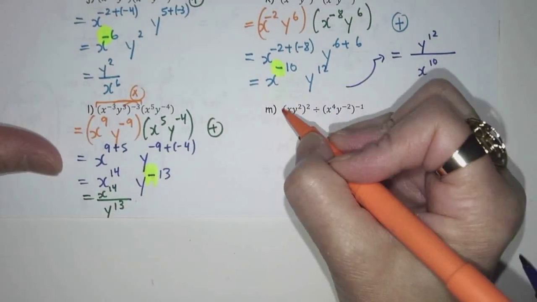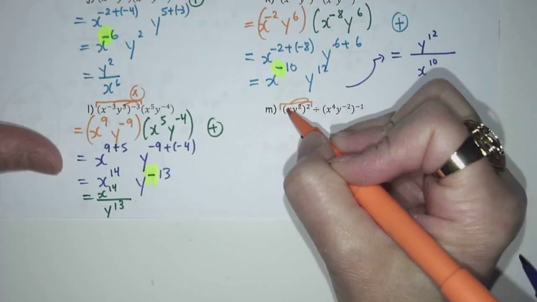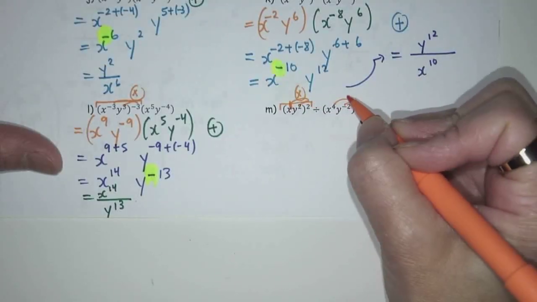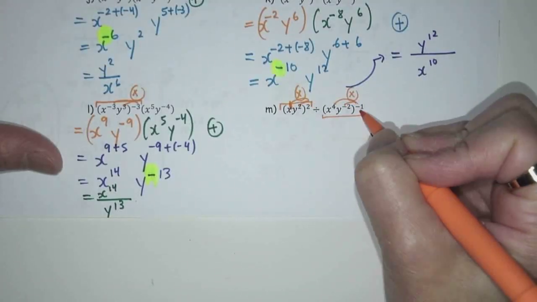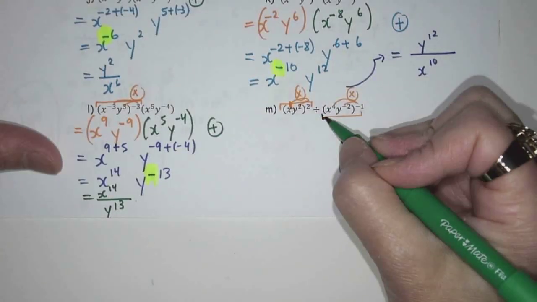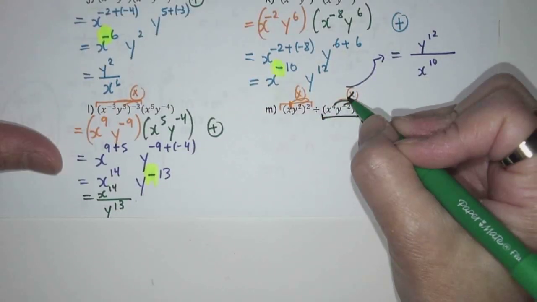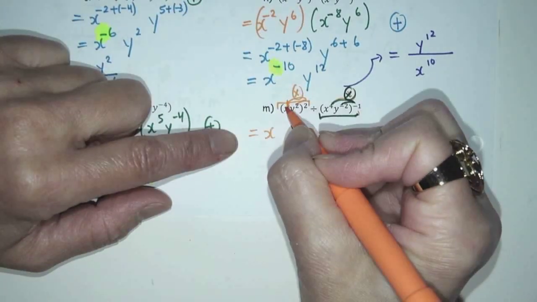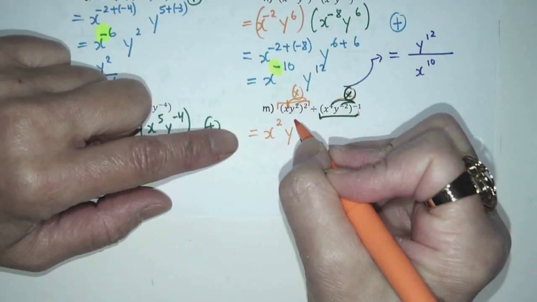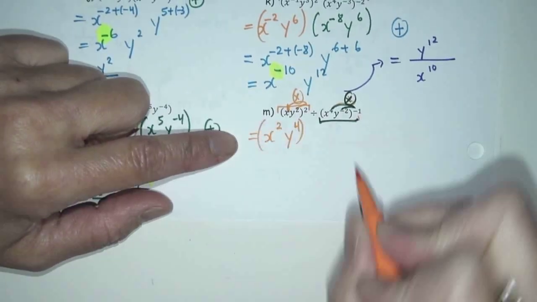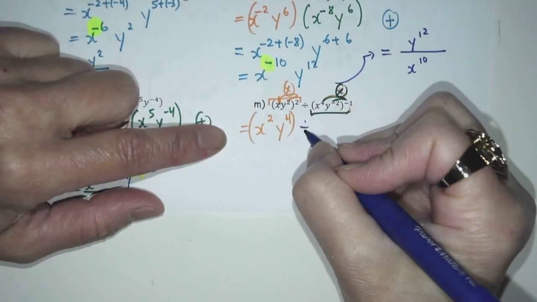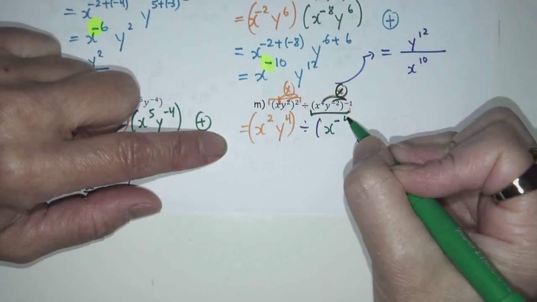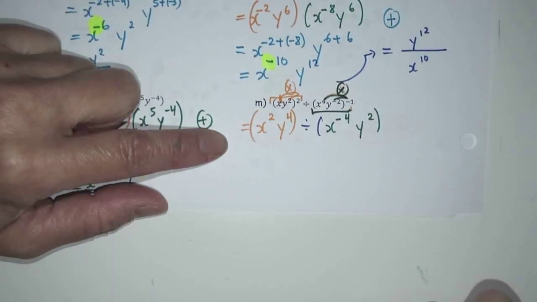And we've got power to power rule, 1, 2, there's an invisible 1, that's multiplication. Here, power to power rule, that's multiplication. We do both sets. So this one here. Okay, so for the first one, we're going to write x to the 1 and 2, so 2, and y to the 4. Keep that in a bracket, divided by, and this is going to be x to the negative 4, y to the 2.